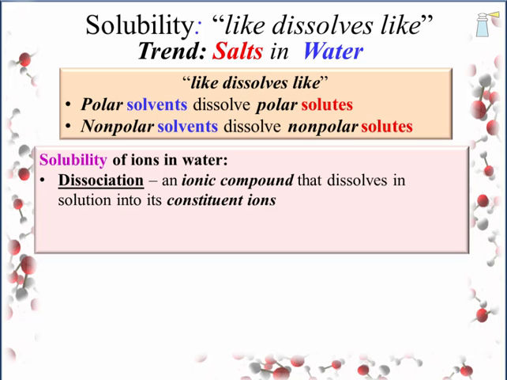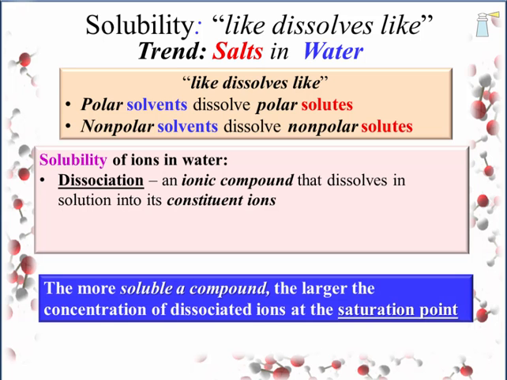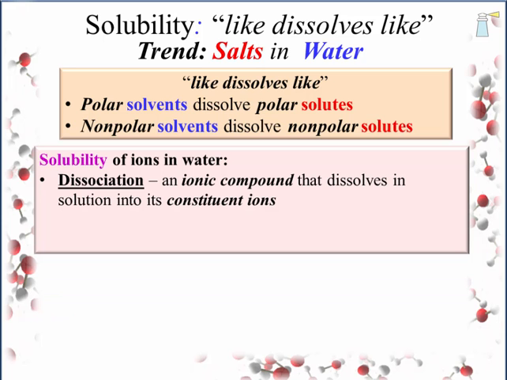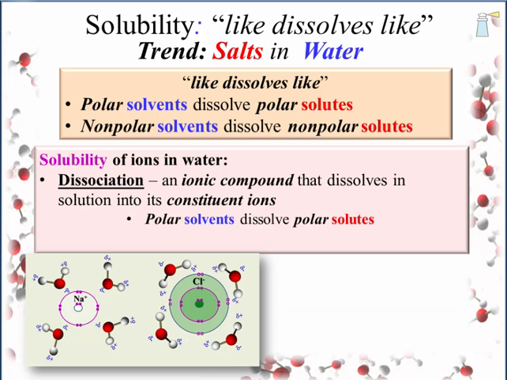Another way to think of the solubility of an ionic compound is that the more soluble a compound is, the larger the concentration of dissociated ions is at the saturation point. More soluble means more dissociation. The example used in the previous lecture was the salt sodium chloride dissolving or dissociating into solvated ions. As said, polar solvents dissolve polar solutes.